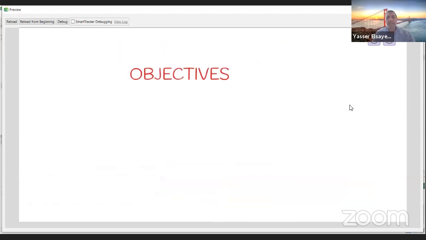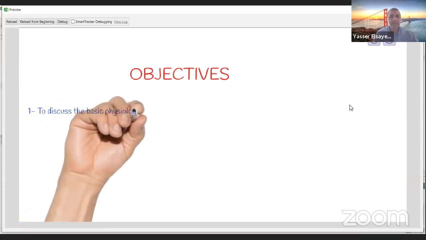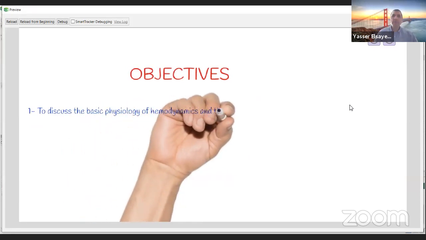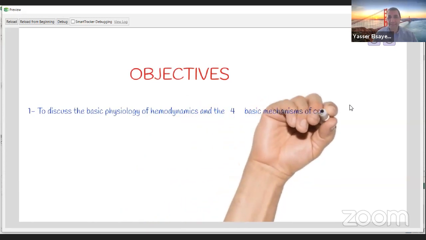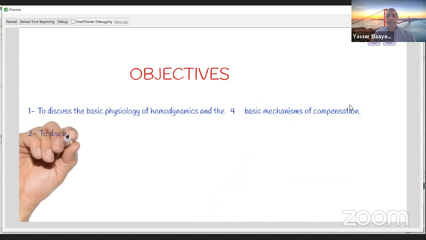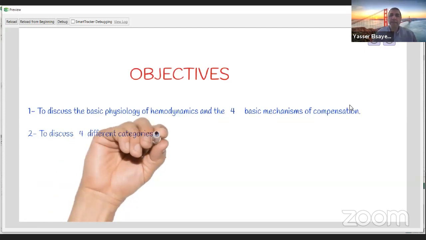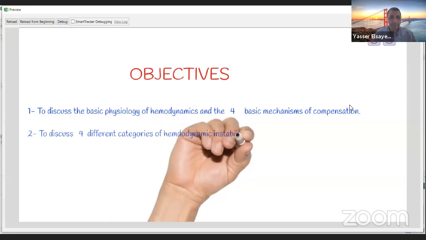I have four main objectives in this presentation. And number 4 is the magic number in this presentation. So the first objective, I will discuss the basic physiology of hemodynamics. So how the systolic, diastolic, and mean blood pressure are created by the hemodynamics system or cardiovascular system. And I will discuss also the 4 basic mechanisms of compensation when there is any compromise of the cardiovascular system, how the body compensates for that.